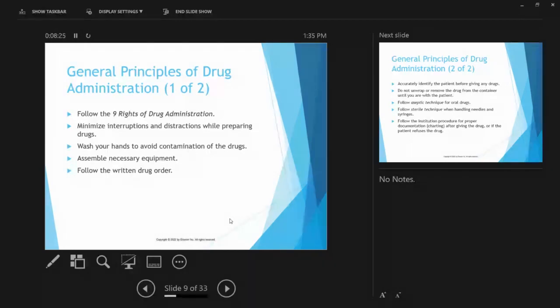Do not unwrap or remove the drug from the container until you are actually with the patient. Follow aseptic technique for any oral drugs by not touching the drug or the inside of the drug container. Follow sterile technique when handling any needles or syringes or for giving subcutaneous, IM, or IV drugs.